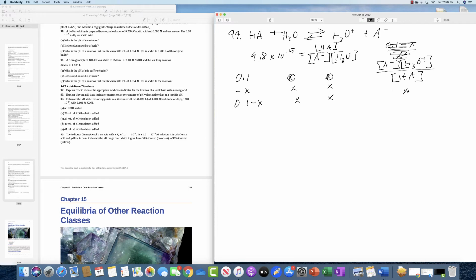So now this is going to be X squared over 0.1 minus X. We assume that X approaches, and so if you multiply 0.1 times this number, you get X squared is going to equal 9.8 times 10 to the minus 6. And the square root of that is 3.13 times 10 to the minus 3. So the pH, the initial pH, is 2.50.